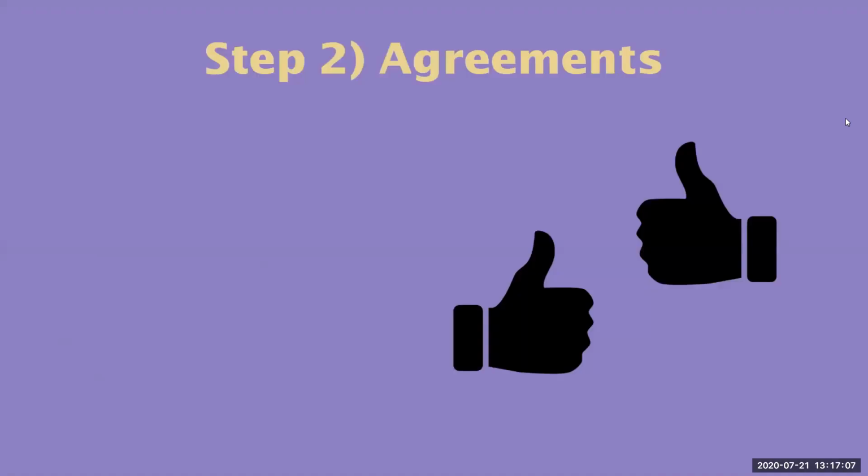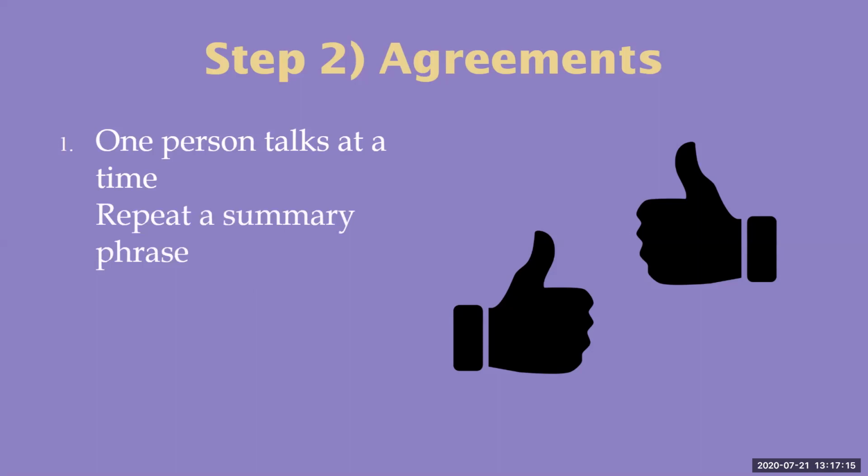There's really just two agreements that we need the participants to make. We want to make sure that, number one, they don't interrupt each other or you. And number two, we want them to agree to repeat a phrase that we'll provide that summarizes what the other person is saying.